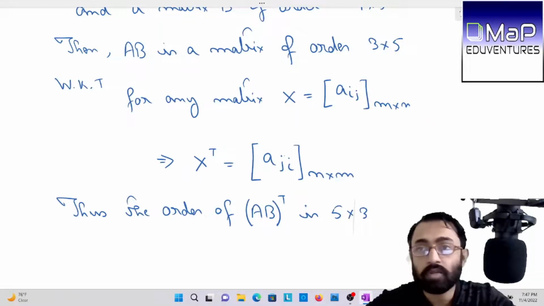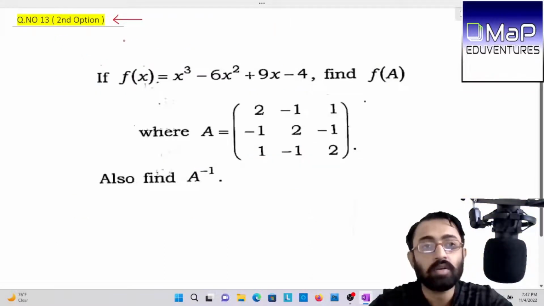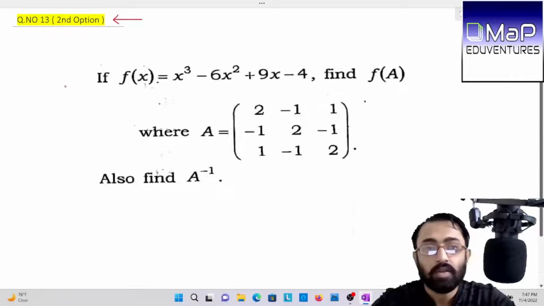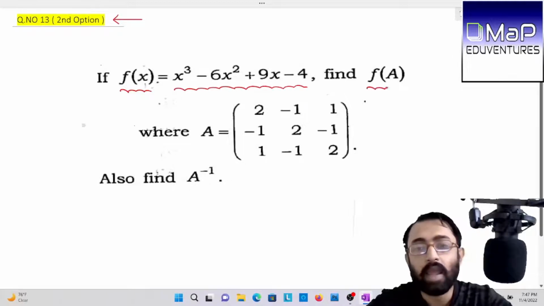Okay, so let us move on to the last question of today's video. That is question number 13, second option. Okay. So here we have been given that f of x is a function x cube minus 6x square plus 9x minus 4, then find f of a.